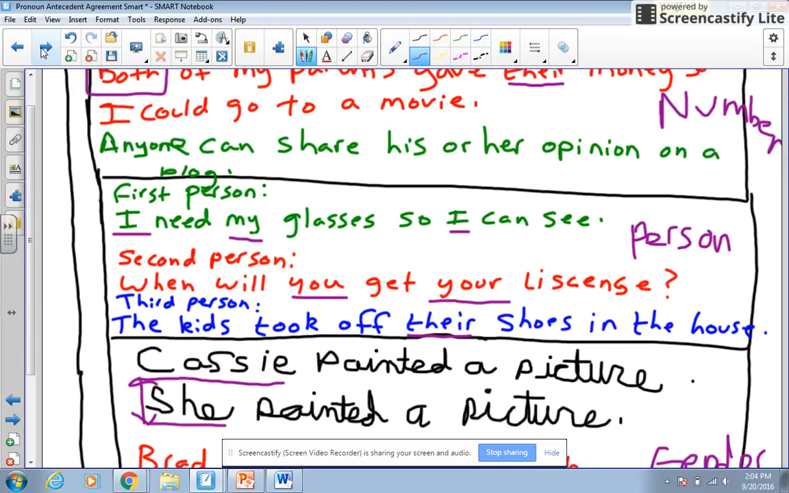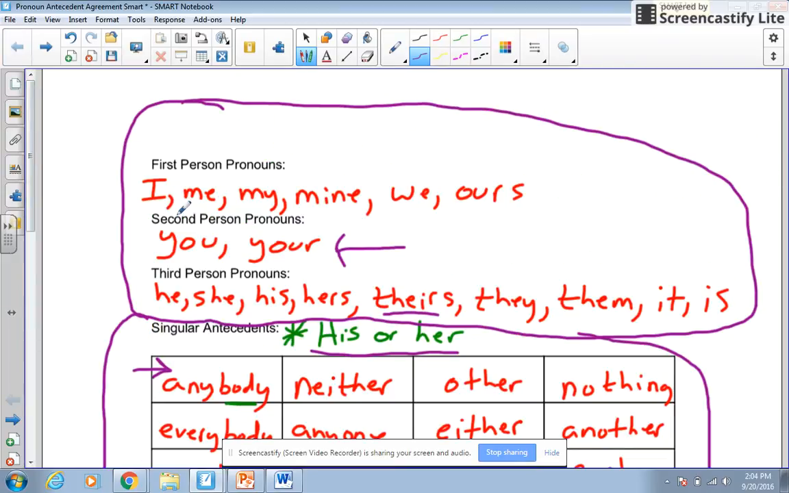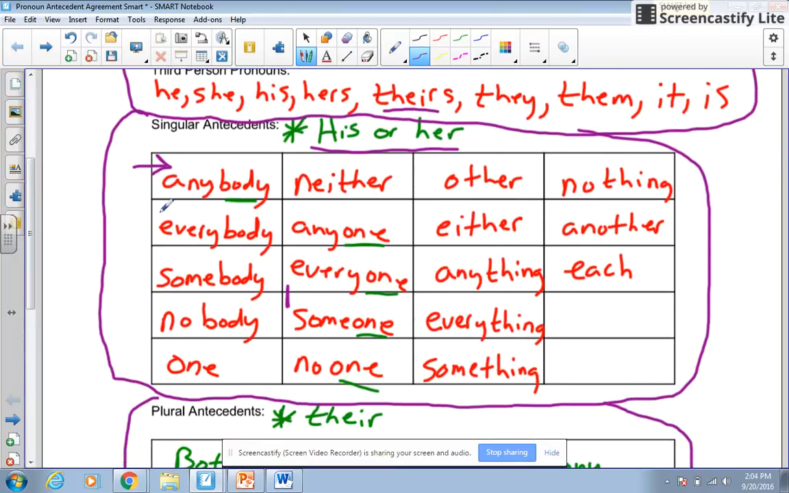So what I'm going to do is go back to my interactive notebook and look for a word that is on one of these charts that's in that sentence. When I look at it, I notice that anyone is the first word in that sentence. So since anyone is the first word in that sentence, I need to use his or her because it's a singular pronoun.